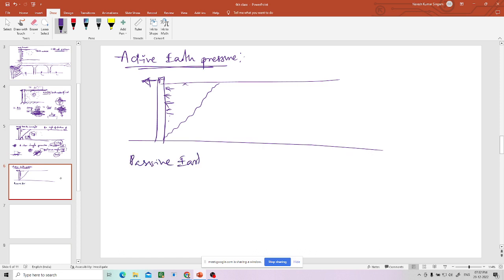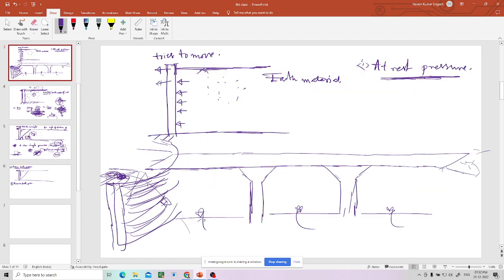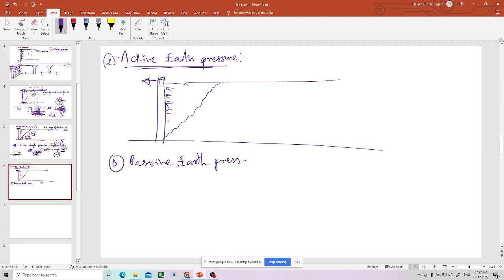This comes next. Okay, so this is second. This is the third type of earth pressure. First one is at rest. So you can just say reverse. When the wall is moving away from the backfill, the pressure exerted by the soil at failure is active.